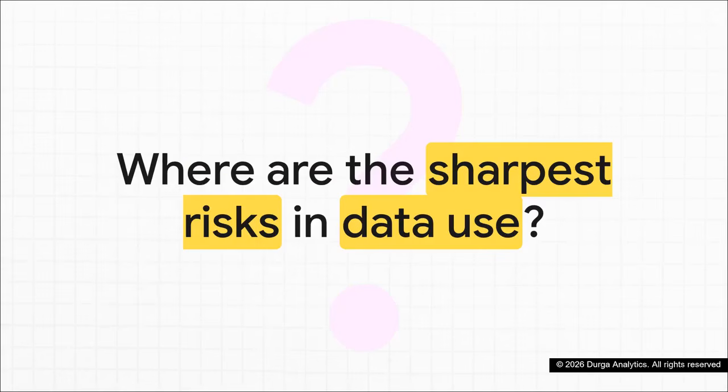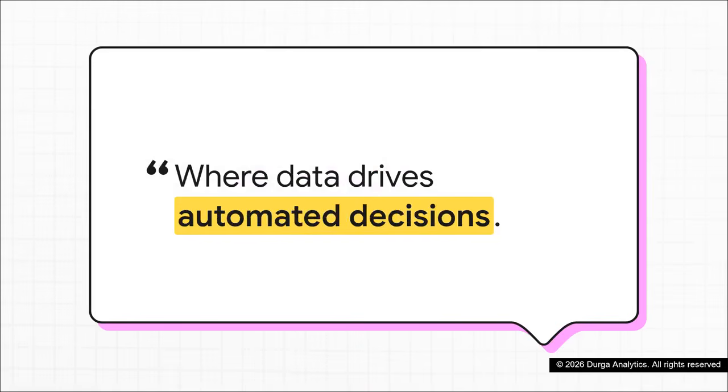This time, you are interviewing for a role at a large asset manager and investment platform. The question is, where are the sharpest ethical risks in data use? Think about where the damage happens fastest. The strong answer here zeroes right in on automation.